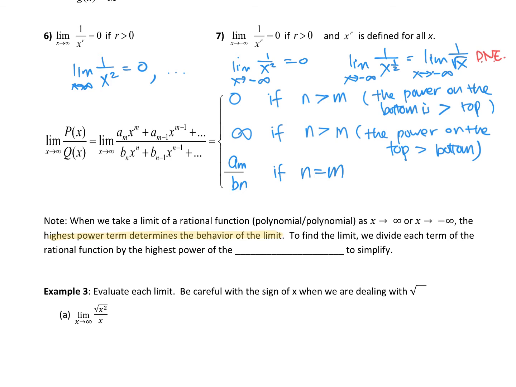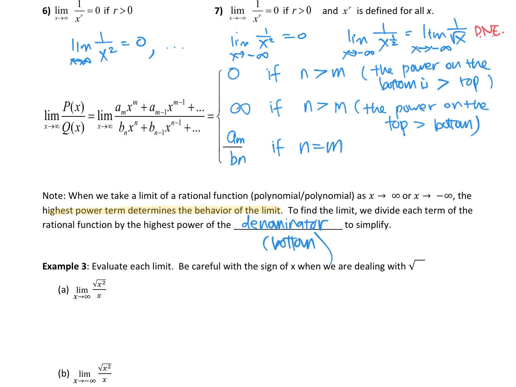Okay, so if you have a rational function, basically we'll compare the power at the top and the power at the bottom. You get either 0, infinity, or a particular number. So conceptually, that's what's going to happen. To find the limit, we divide each term of the rational function by the highest power of the denominator, which is the bottom part, right?